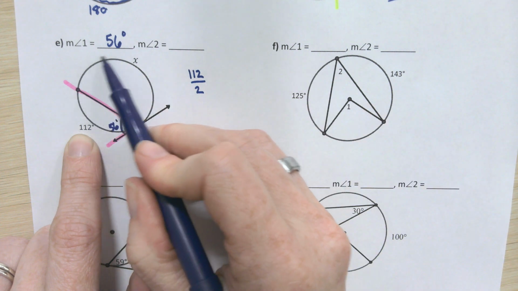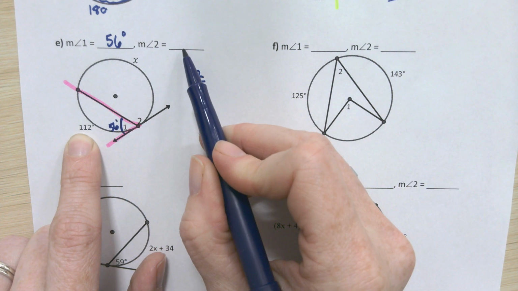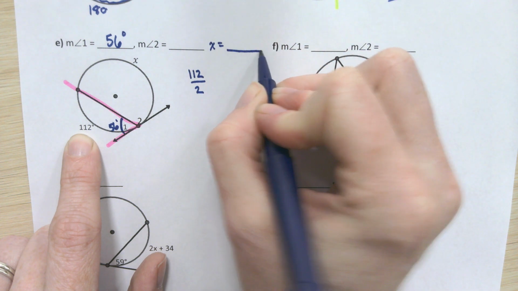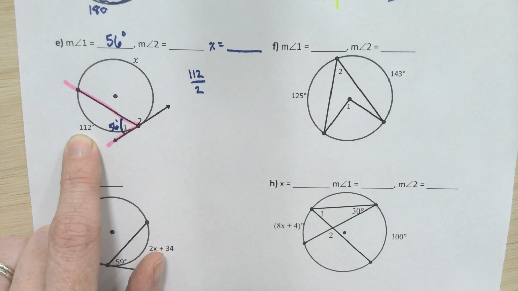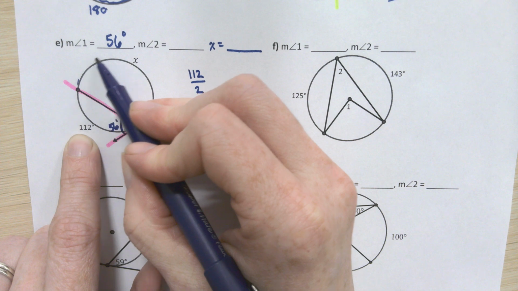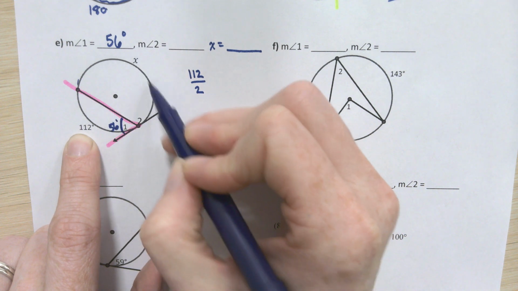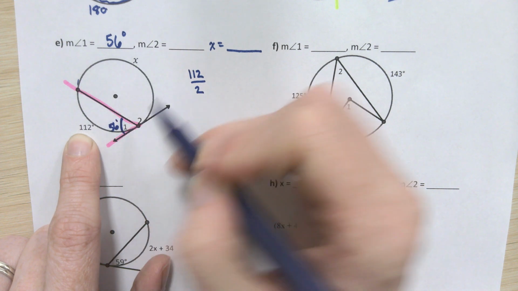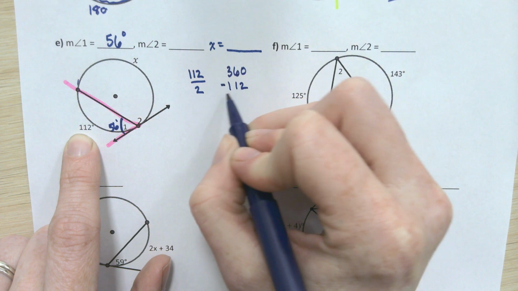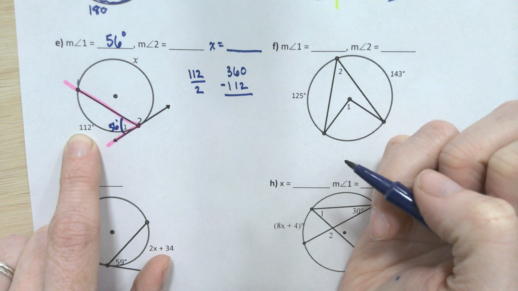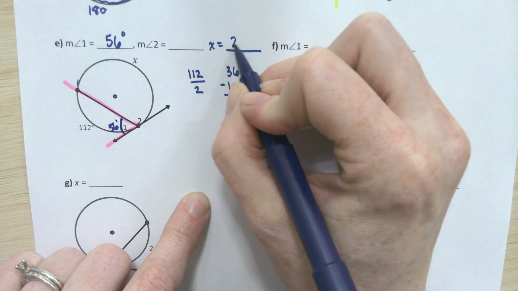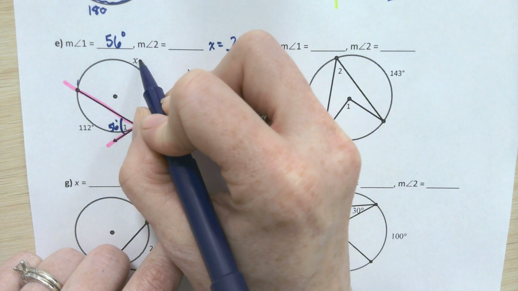I'm noticing that there's an X over here, but I don't see an X in my lineup, so I'm going to go ahead and add that, just because it seems like it would be a good idea to find it since it's labeled in the picture. If this arc here is 112, X looks to be the rest, that major arc over here on the other side. Remember, our arcs always add together to be 360 degrees if they cover the whole entire circle. So that means we're going to end up with 248 degrees for that major arc.